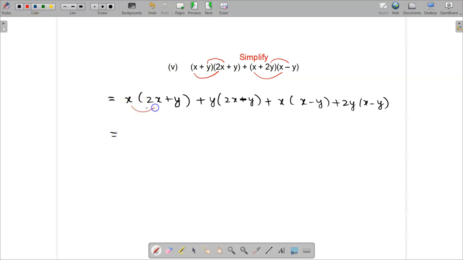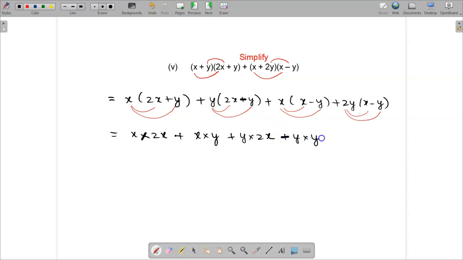This x is multiplied with both the terms available within the bracket. Similarly, y we need to multiply with both the terms available within the bracket. x also we need to do so, 2y also we need to do so. So plus into plus, if there is no sign it means that it is plus. Plus into plus it is plus, and then x into 2x. Plus into plus it is plus x into y. Plus into plus it is plus y into 2x. Plus into plus it is plus y into y.